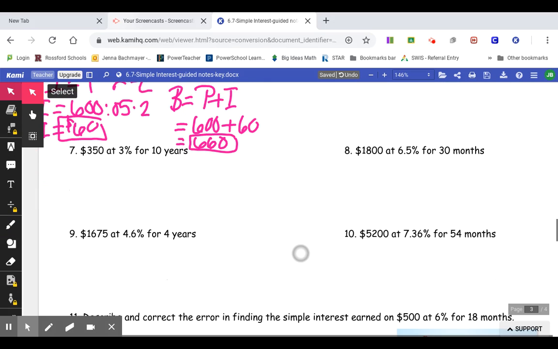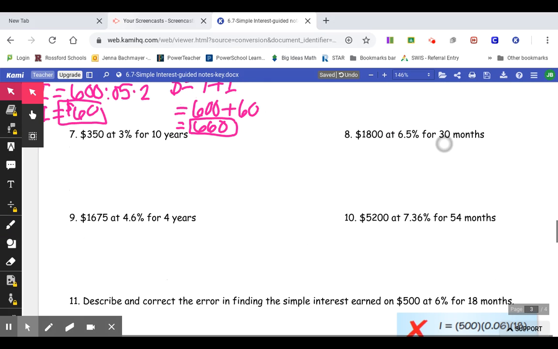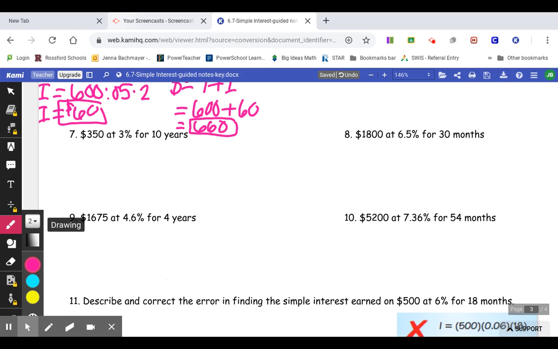This one is slightly different than the ones we've tried before because this one says 30 months. So remember when we're talking about time, we have to talk about time in years. So I want to find out what 30 months is in years. Well, 30 months equals 2.5 years. What you want to do is take 30 and divide it by 12. That's where we get our 2.5 because there are 12 months in 1 year. So that's why we would do the 30 months divided by the 12 months to figure out how many years it is.